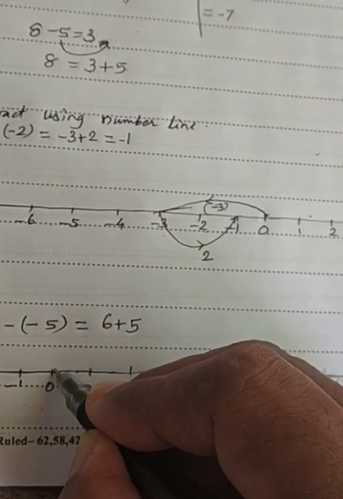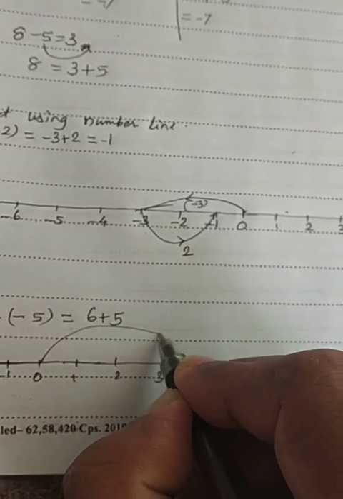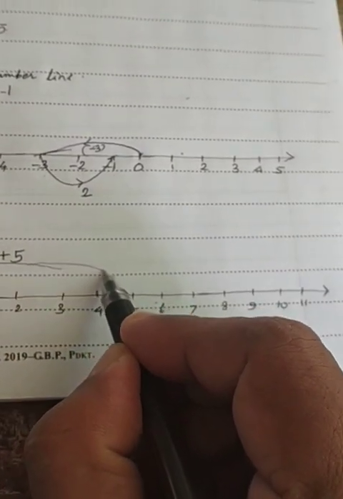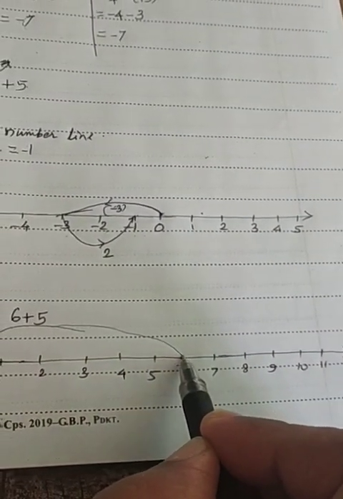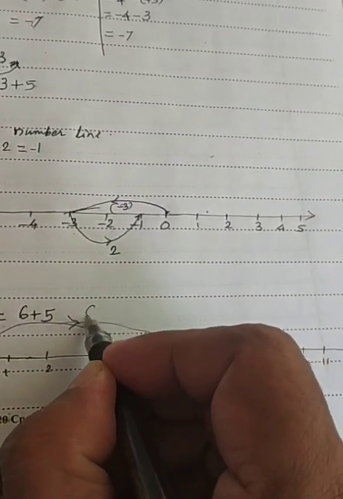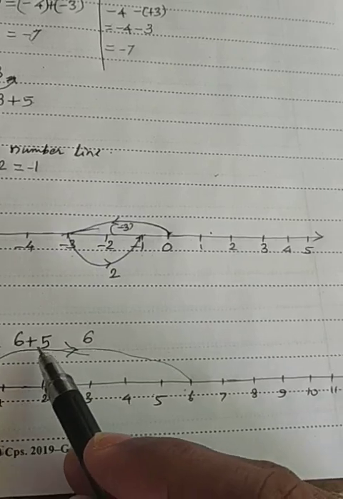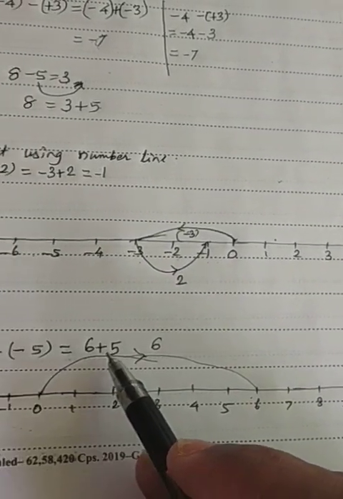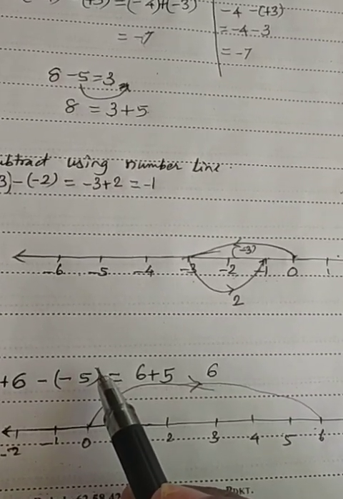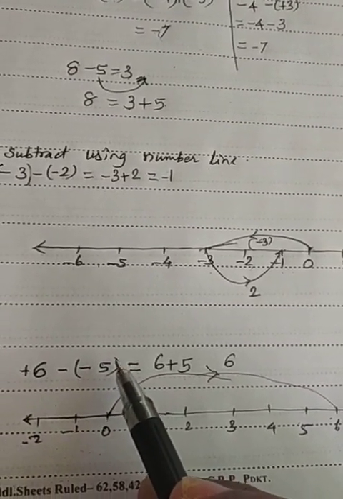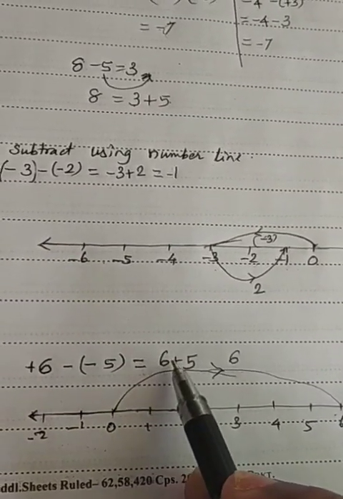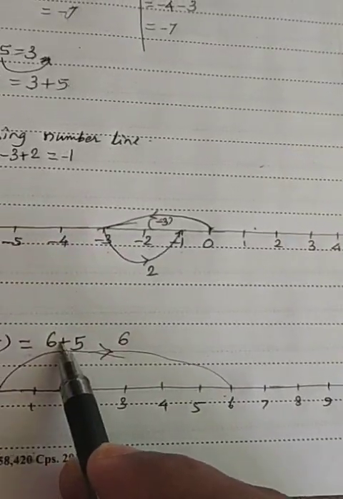So from 0, we'll move to 6. Okay. So this is plus 6. Then again it is plus 5 because we change the second number's additive inverse. We write the second number's additive inverse, that is plus 5, and add that. Okay. So it is plus 5.